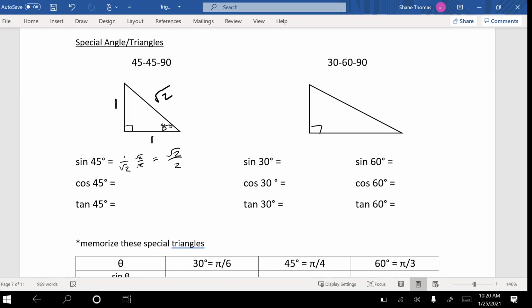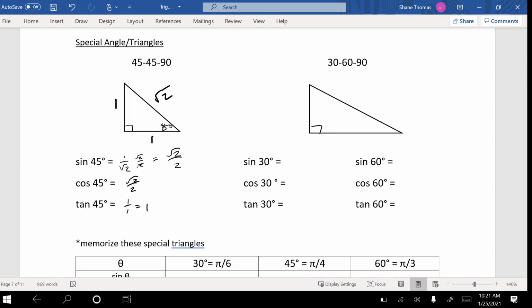Cosine of 45 degrees would be the same thing. Sine is opposite over hypotenuse and cosine is adjacent over hypotenuse, which is the same thing, so that's going to be root 2 over 2 as well. And then the tangent, opposite over adjacent, would be 1 over 1, or 1. Then you could find the cosecant, secant, and cotangent of that if you wanted to. You just reciprocate each one of those. The 45, 45, 90 is the easiest one. It's straightforward.